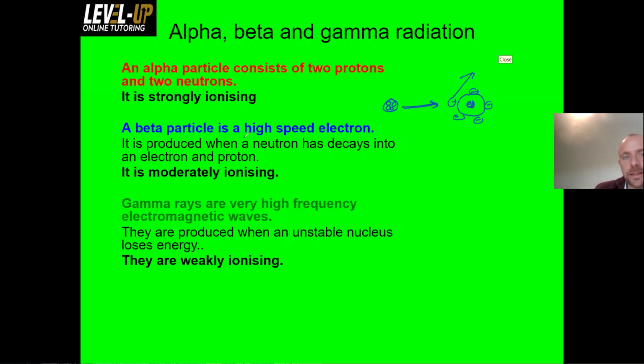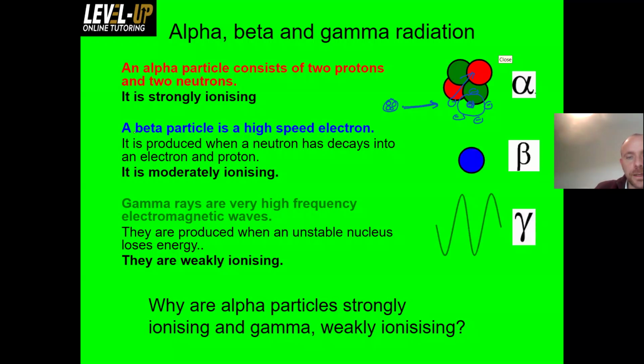So with that in mind, I want you just to think about why would it be that alpha particles are strongly ionizing? Why would it be that beta particles are moderately ionizing? And why would it be that gamma radiation is weakly ionizing? Think about the process I've just described. Think about the nature of alpha, beta, and gamma particles or radiation, and why might they be strong or weakly ionizing? Just have a little think.